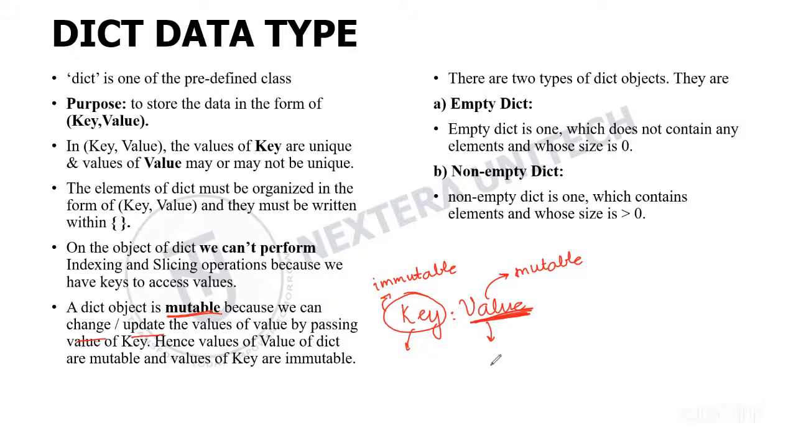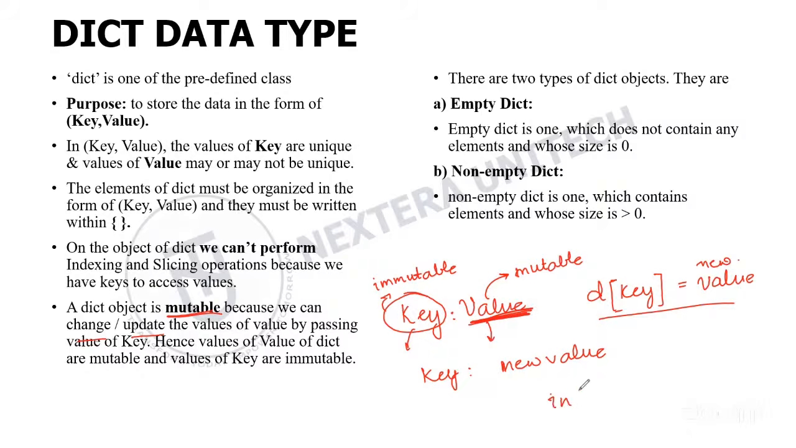And keys are immutable. Here is how we can use it: I can have the dictionary name, give the key, use the assignment operator, and give the new value. When I do this, the key is updated to the new value. In that way, the values are mutable, but the keys are immutable. You can access these values using the keys. In dictionaries there won't be any indexing or slicing, only keys and values, and you access the value using the keys.